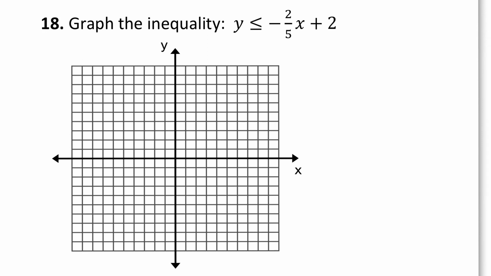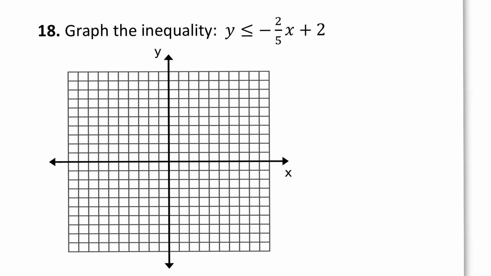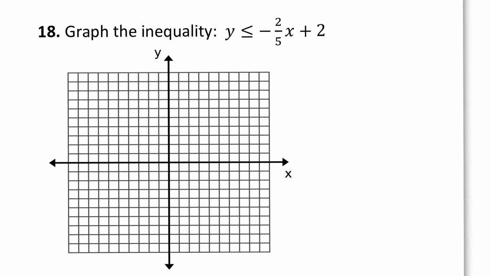For number 18, you guys are graphing an inequality. Not an equation, you guys have an inequality. Y is less than or equal to negative 2 over 5x plus 2. Now, this one is very similar when you guys graph a slope-intercept form. We are going to use the slope and the y-intercept, but the inequality is very important. You guys need to know if the line is going to be solid or dashed. When you guys have an inequality, you need to know if it's solid or dashed.